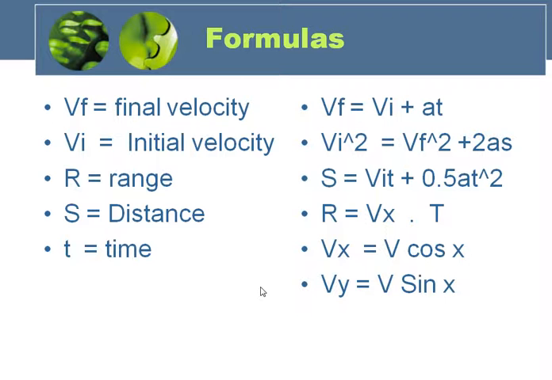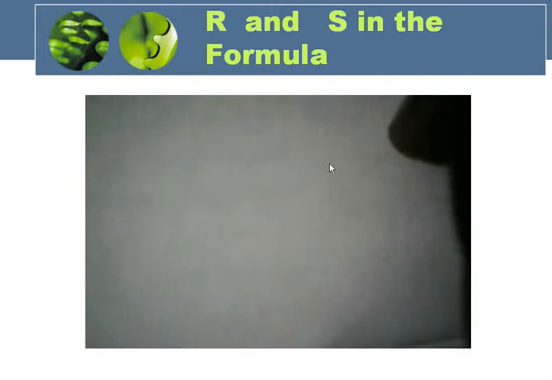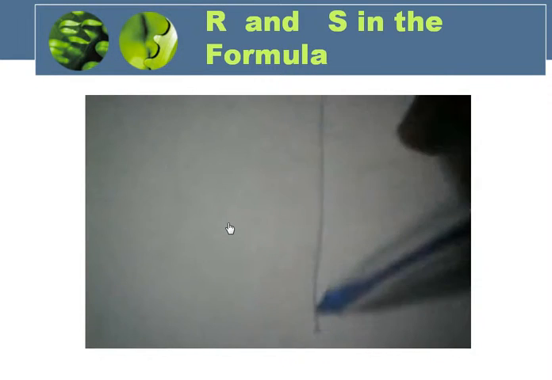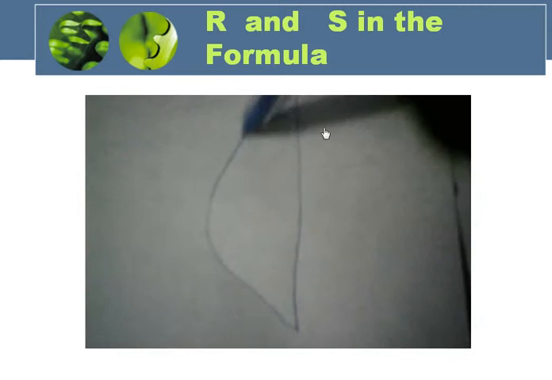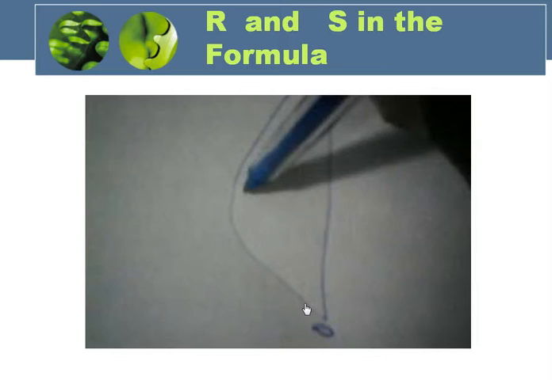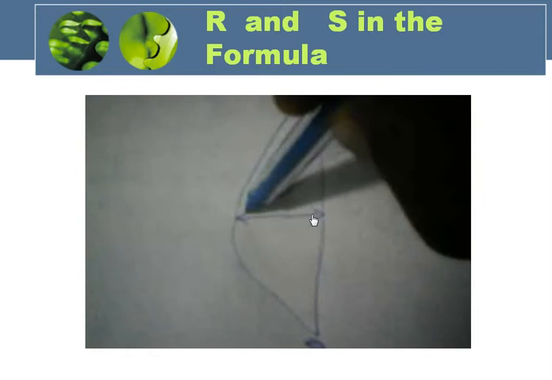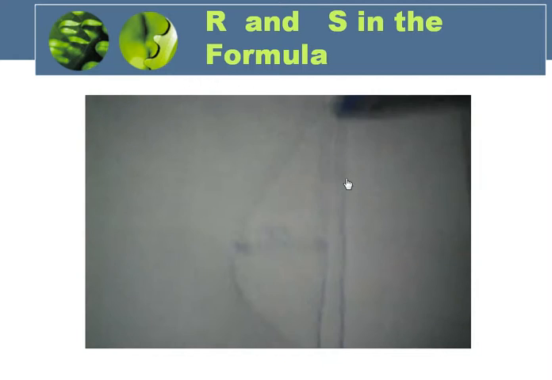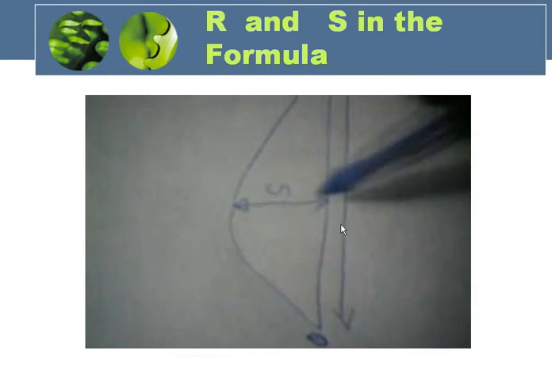The range refers to the distance the projectile covers, whereas the S in the formula represents the height from which it has been fired. Now this little clip art will be showing what is exactly S and R. For example, if this is a projectile motion and a ball is fired, now this will be the S and this line would be your R, which is the range.